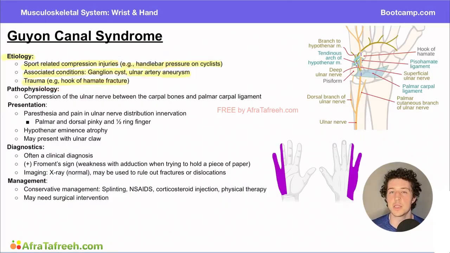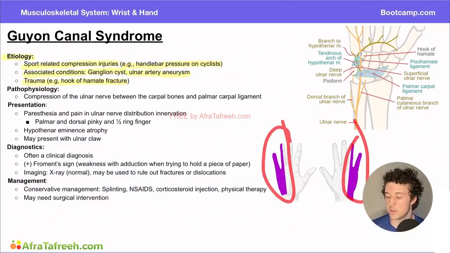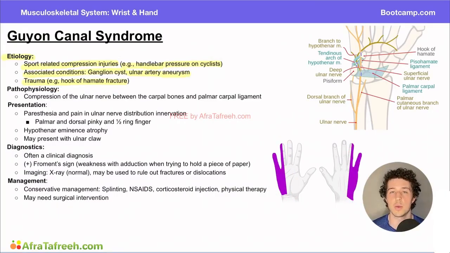So if a patient sustains an injury while gripping something, and then they have weakness and sensitivity in this region, then you should already be thinking about ulnar nerve injury. All right, moving on to talk about pathophysiology. So as I mentioned, this is compression of the ulnar nerve between the carpal bones and the palmar carpal ligament.